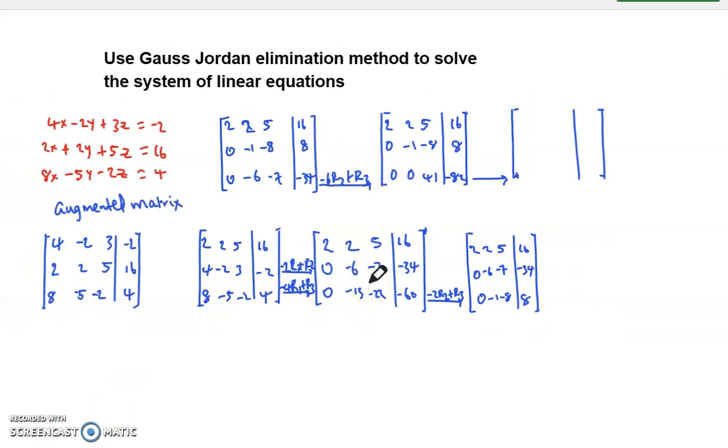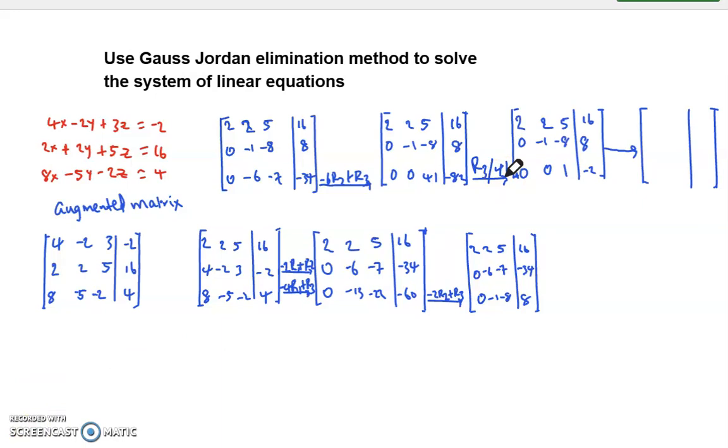Our next target after this would be to reduce this 41 to 1, because we know for Gauss Jordan elimination all the diagonal elements must be equal to 1. So to do this, let's take row 3 divided by 41, because we have 41 here. So it will be 41 divided by 41. That will certainly give us 1 in row 3. Let's do that.